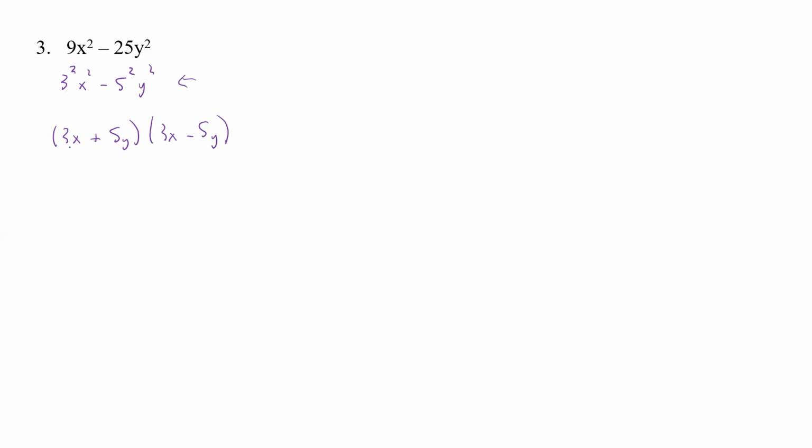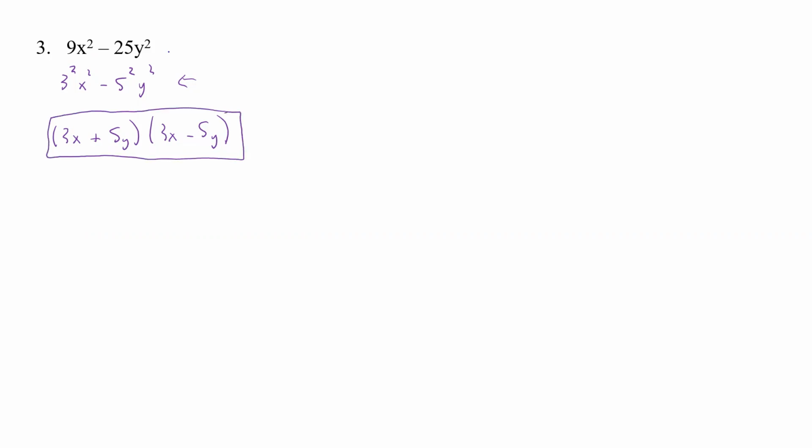difference of squares. Now to test it, 3x times 3x is 9x squared, check. Then we have 3x times a minus 5y, it's a minus 15xy. Then here we have plus 15xy, so those are gone. Then we have a 5y times a minus 5y, so it's going to be a minus 25y squared. And so then that would be my factored form.